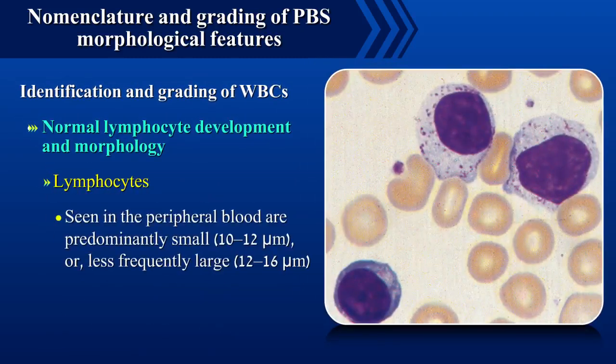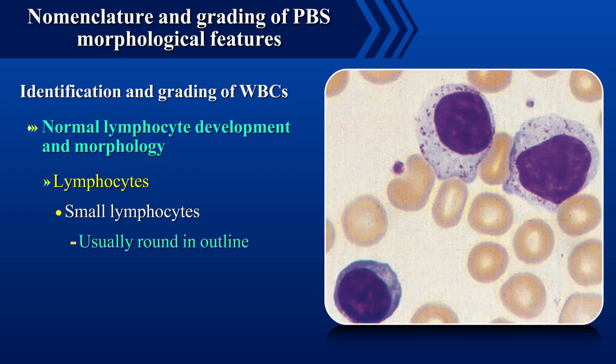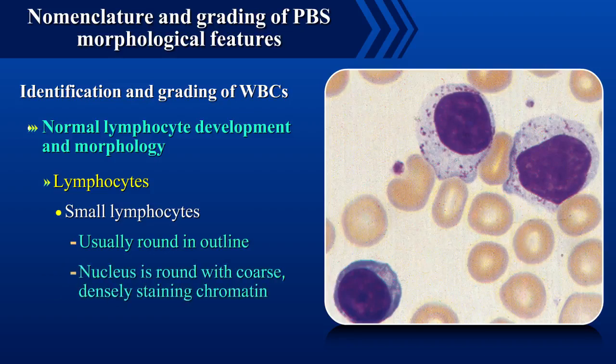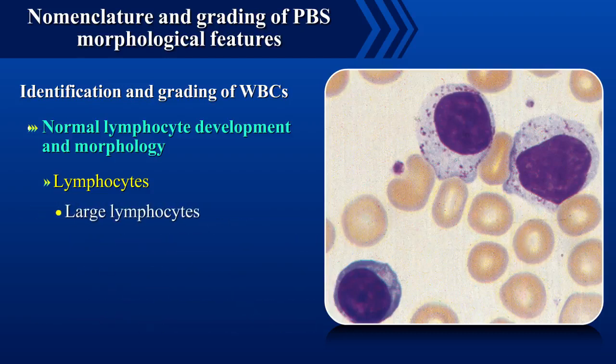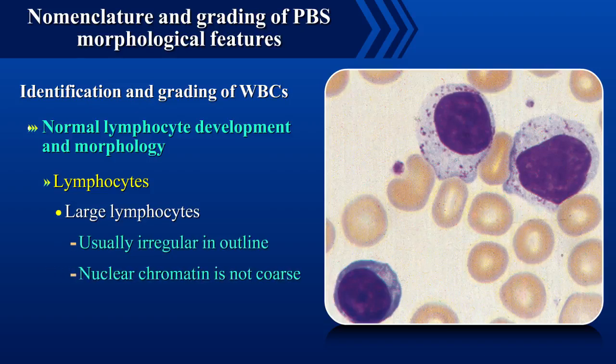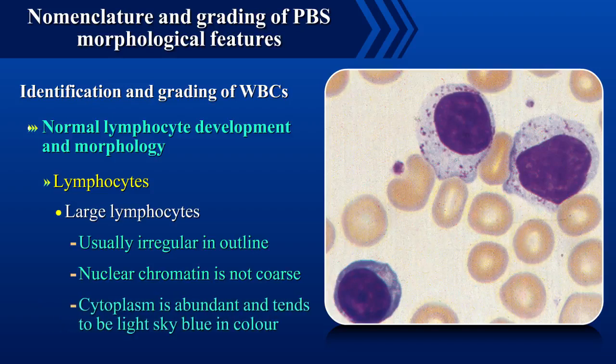Lymphocytes seen in the peripheral blood are predominantly small, about 10 to 12 microns, or less frequently large, 12 to 16 microns. Small lymphocytes are usually round in outline and the nucleus is round with coarse, densely staining chromatin. Cytoplasm is scanty. Large lymphocytes are usually irregular in outline and the nuclear chromatin is not as coarse as in small lymphocytes. Cytoplasm is abundant and tends to be light sky blue in color.